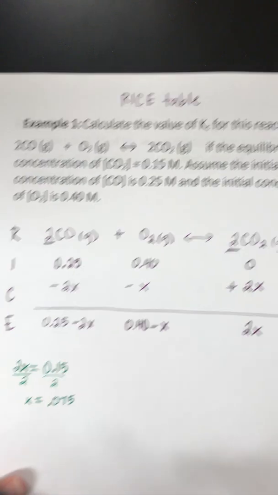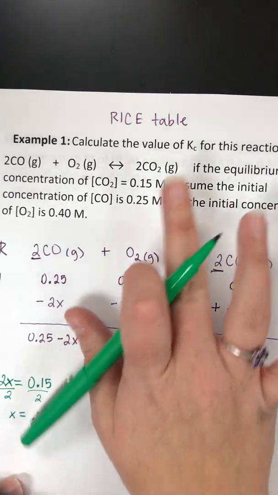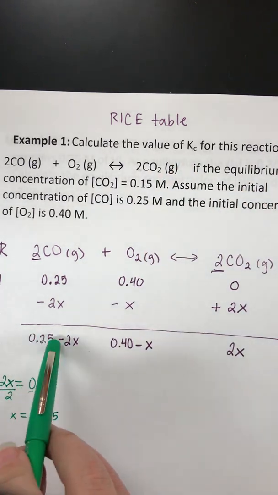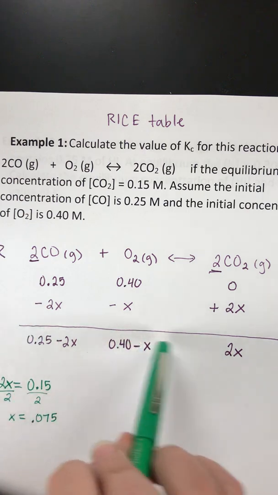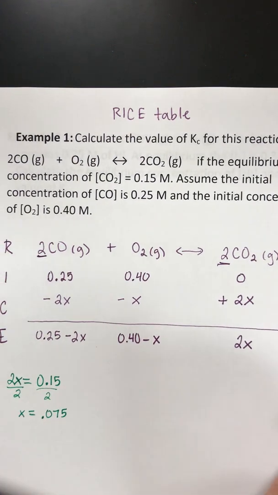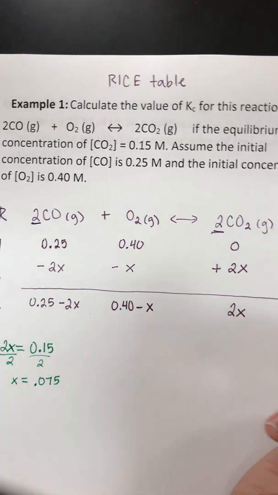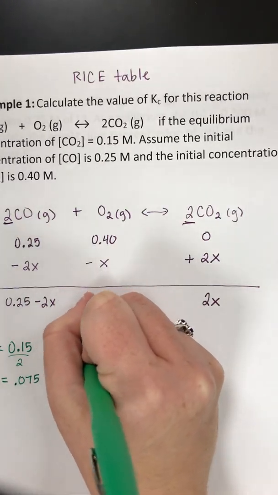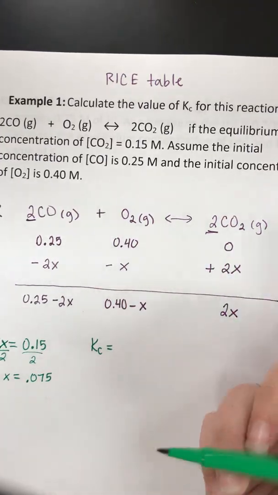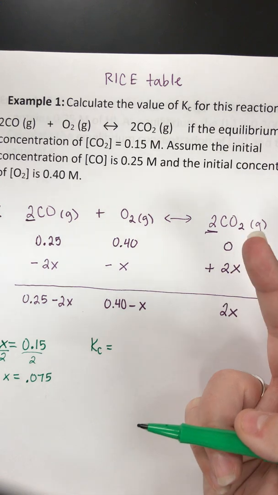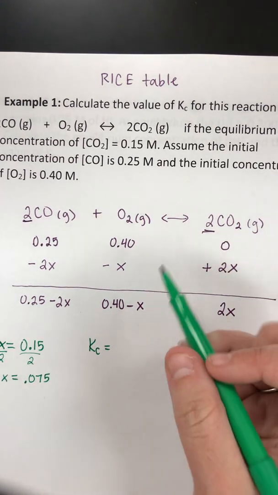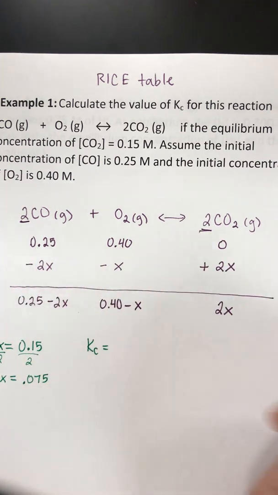Okay, so that's not really an answer. I'm asking for the value of the equilibrium constant. So in order to do that, I actually need concentrations for all 3 of my species. So what I'm going to do first is write an equilibrium constant expression. I'm going to say Kc equals, and remember, in equilibrium constant expressions, only gases and aqueous get included. Pure liquids and solids do not get included. So all 3 of these are gas, so they're going to be included.